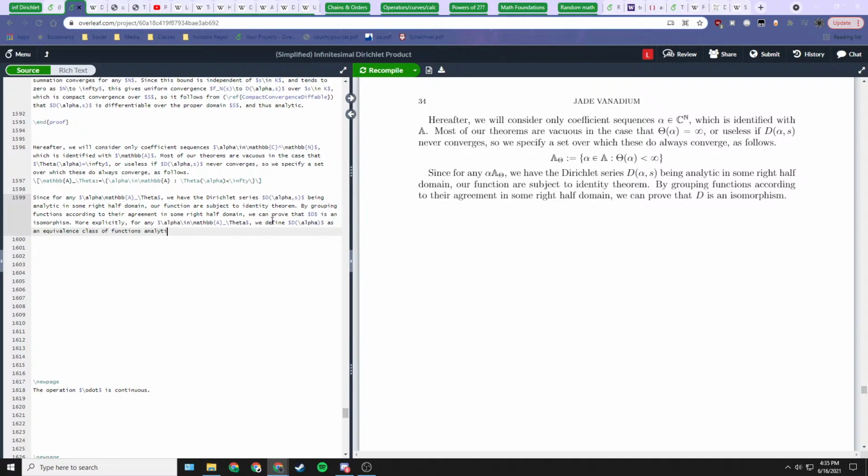Functions analytic in some right half domain, and agree with D alpha S. We define D alpha as an equivalence class of functions which agree with D alpha S in some right half domain.